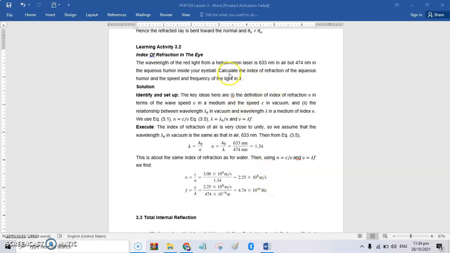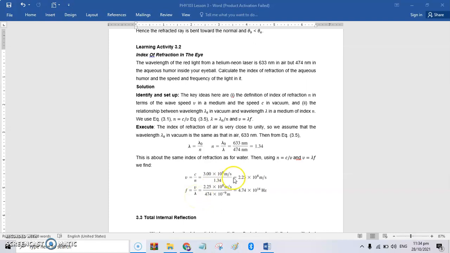Now, we calculated the index of refraction of the aqueous humor and the speed na kuha natin, and now the frequency of the light in the aqueous humor. So, frequency of the light in it is just this relationship. Ang kailangan natin is frequency lang. So, ibababa natin si lambda. Ang mangyayari is v over lambda, or wavelength.